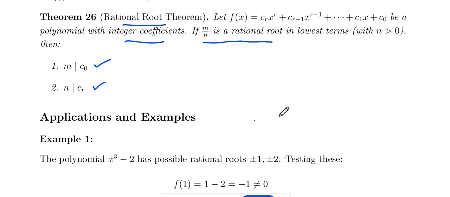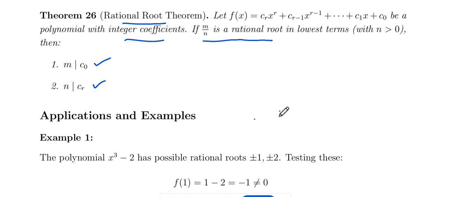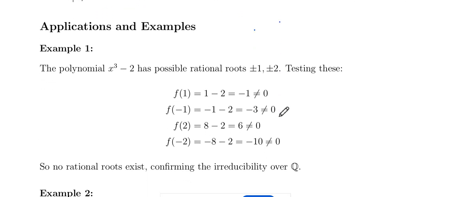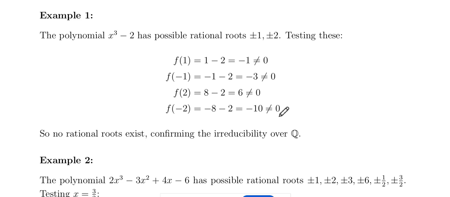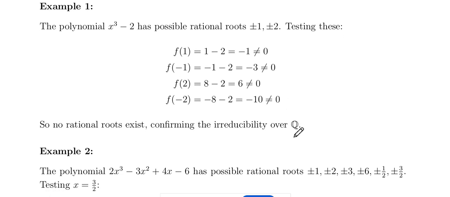Okay, so here, for x cube minus 2, the possible roots are plus or minus 1, plus or minus 2.